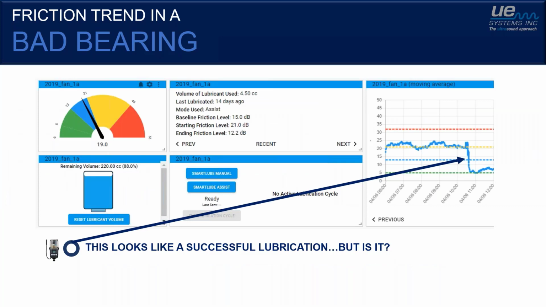So here's another use case I want to show you. Again, we're looking at this trend, and there's a reason I cut off this image. If you look at this, it looks like a successful lubrication. Look at the dramatic drop in friction once 4.5 cc's of grease was entered. We started at 21 decibels and got it down to 12.2, using only 4.5 cc's of grease. Fantastic, let's walk away. Everything's good.